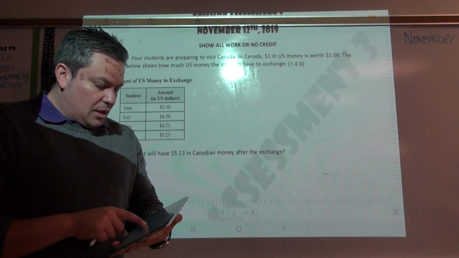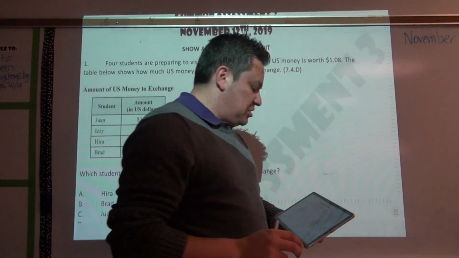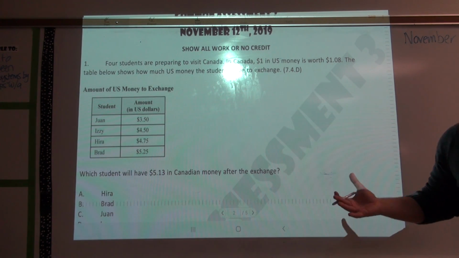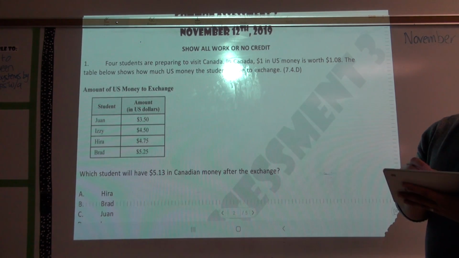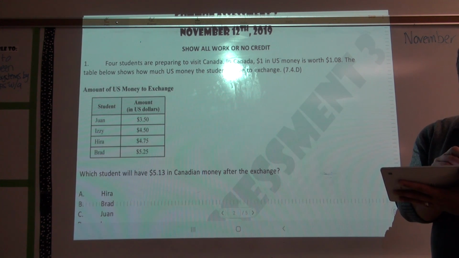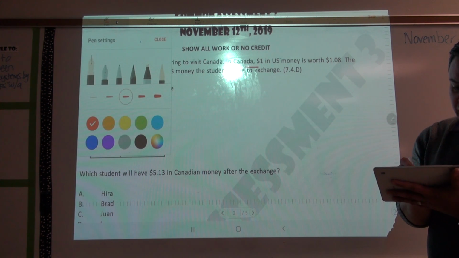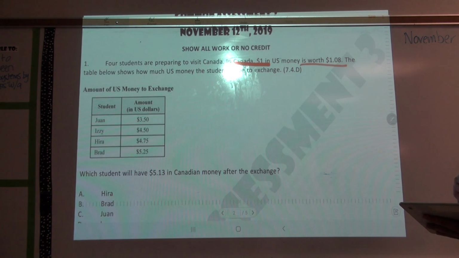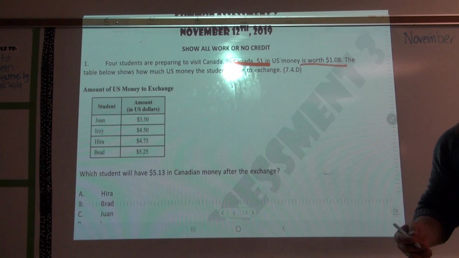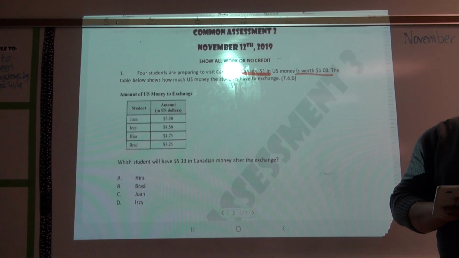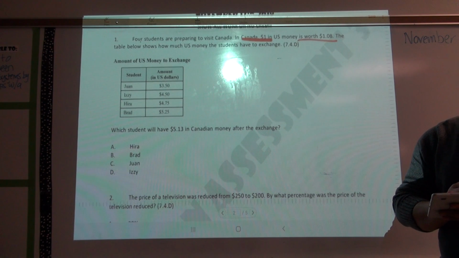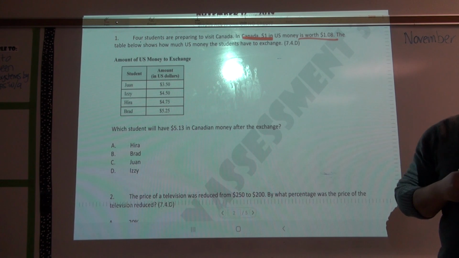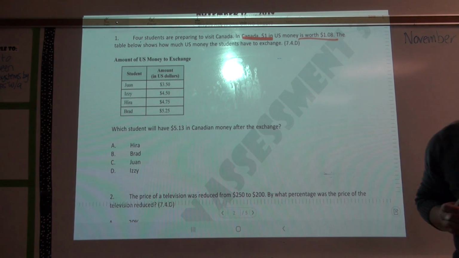So, today it says, number one, 4 students are preparing to visit Canada. And in Canada, we know that this is an approximation, it's not necessarily real. But in Canada, it says that 1 Canadian dollar is the same as 1.08 US currency. The table shows how much money each student has to exchange. It asks which student will have $5.13 Canadian money after the exchange.